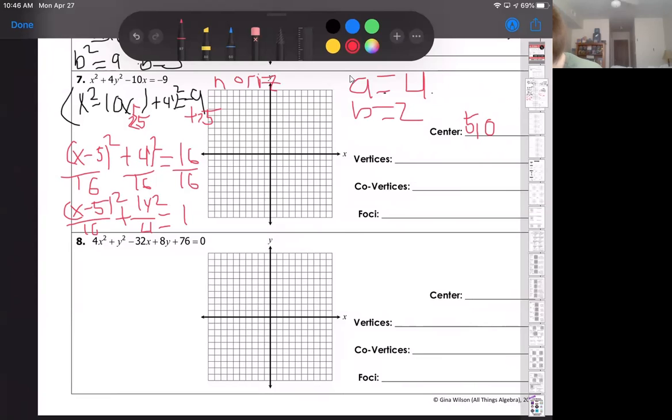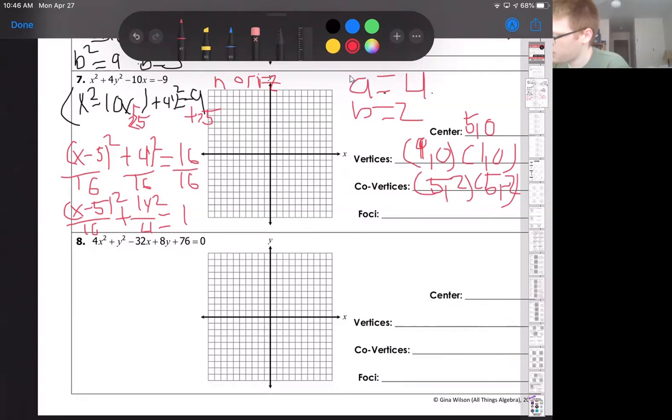So we're going to add 4 and subtract 4 from the x value. If you add it, it would be (9, 0). If you subtract it, it would be (1, 0). And for your co-vertices, you're going to add and subtract the 2 from your center. So that would be (5, 2) and (5, negative 2). Okay, and you could plot that and you'd see you have a horizontal ellipse.